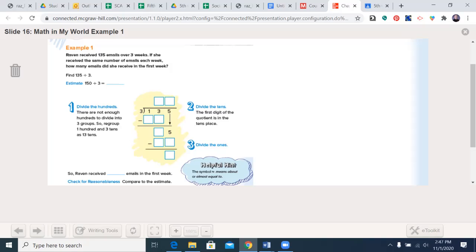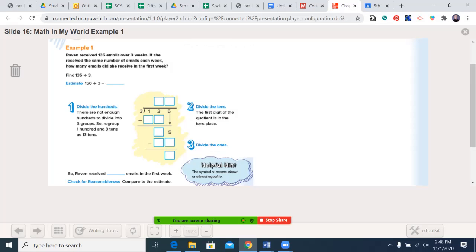Other tools that you might need to gather include pencils and dry erase boards with markers, if you choose, or a piece of paper. If you need any of those items, pause the video and then move on. All right, so let's begin.